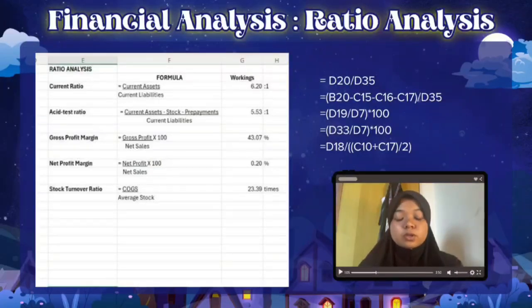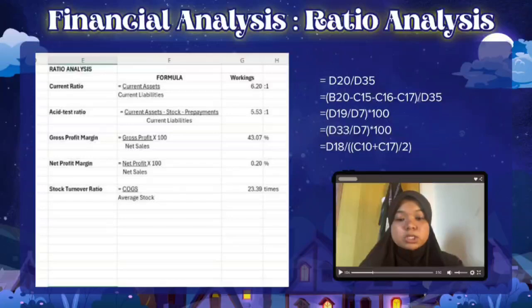For gross profit margin, we use the formula =(D19/D7)*100, so we can get the answer in percentage. This means for every RM1 of sales, the business makes 43 cents of gross profit.